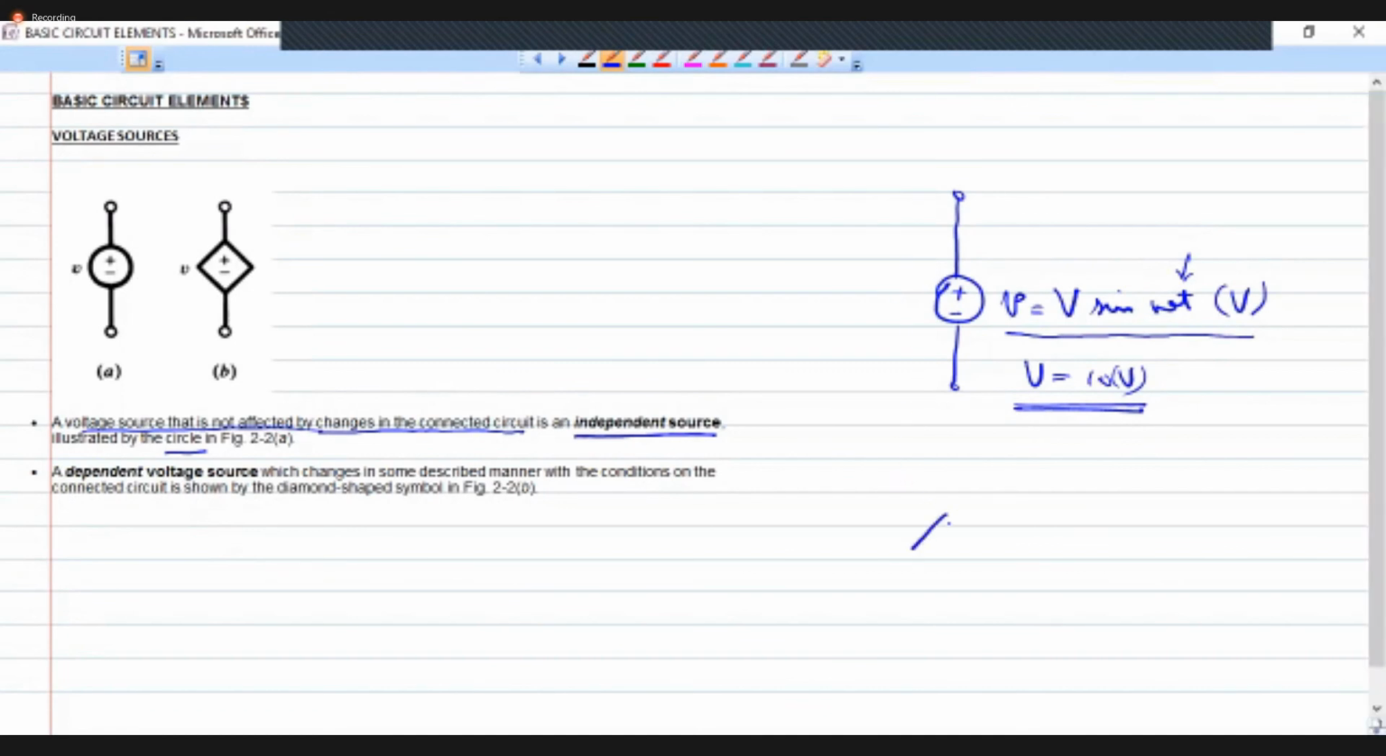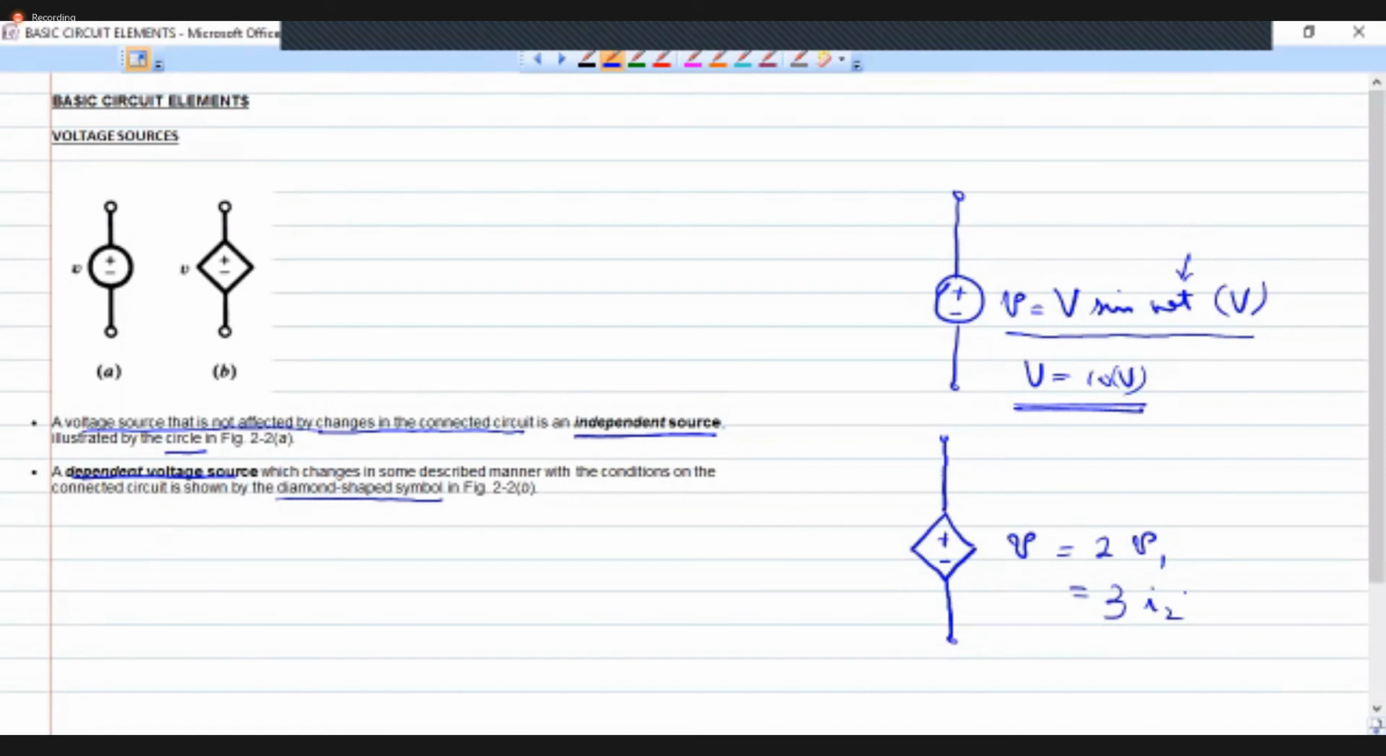Another form of voltage source is called a dependent voltage source, which is represented by this symbol. So a dependent voltage source is shown by a diamond shaped symbol, and we mark the polarity here also, plus minus, to show that it's a voltage source. And here we can write the voltage, say v is equal to, say, twice V1, where V1 is another voltage. Another example is I can write v is equal to twice or thrice of I2, where I2 is another current that is flowing through some other elements.